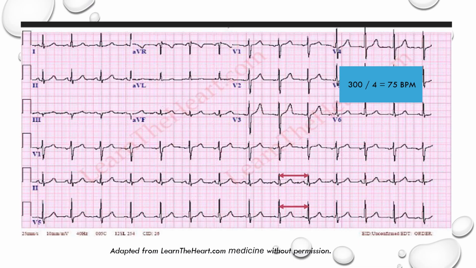So let's just take an example. We can see here that there's a tracing, and this is a full calibration tracing. You can see the inverted U at the extreme end. And I have managed to put these double-edged arrows straddling RR intervals that sit nicely on the bold lines that border the big squares. And you can see that there are 4 big squares in between those arrows. So this gives a heart rate of 75 beats per minute when 300 is divided by 4.